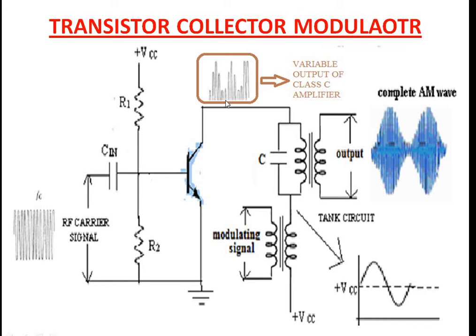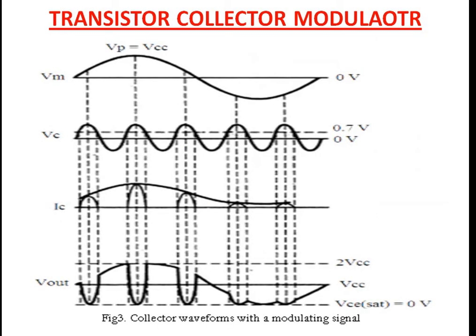Because this is not a faithful amplification, we need to connect it to a tank circuit where damped oscillations are converted into undamped oscillations. Unfaithful waveforms are converted into faithful waveforms. This is the simple working of a class C collector AM modulator. The waveform is also shown. As the current increases, the amplitude of this also varies.